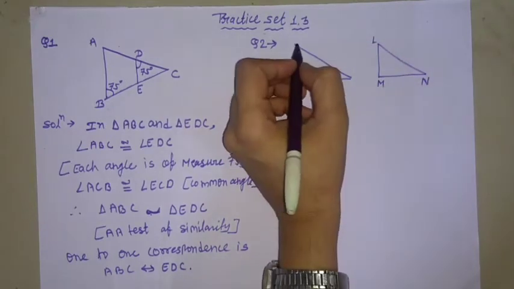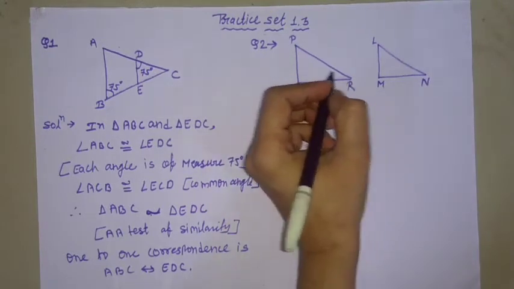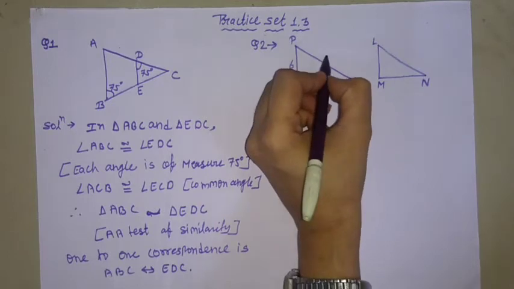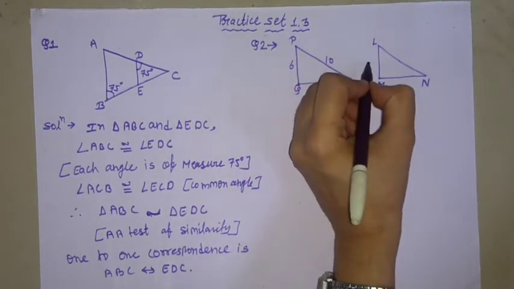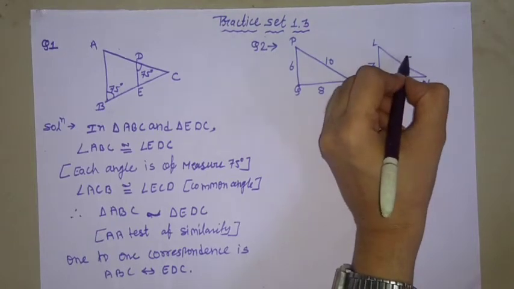Triangle LMN, triangle PQR: PQ is 6, QR 8 and PR 10, LM equal to 3, MN equal to 4 and LN equal to 5.